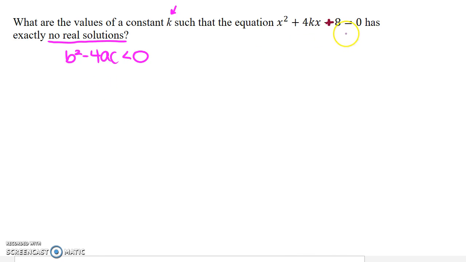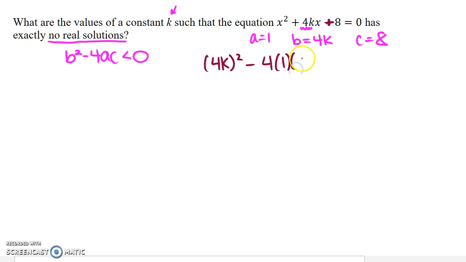Since our equation is already in standard form, we can easily see that a is 1, our b value is 4k, it's the stuff in front of the x, and our c value is a positive 8. So from here we can substitute them into our equation. So that's going to look like (4k) squared, b squared, minus 4 times a times c is less than 0. When you do (4k) squared, 4k times 4k, that gives you 16k squared minus 32 is less than 0.